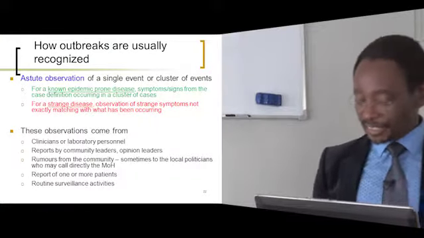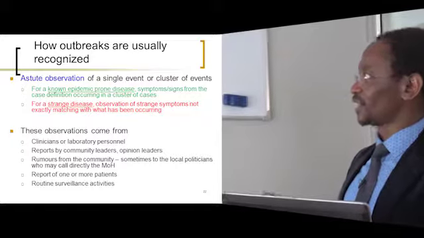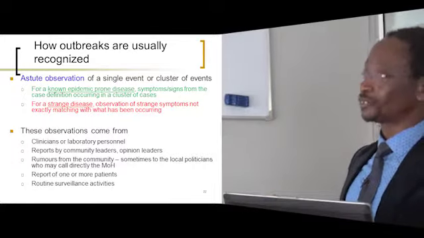Epidemiology is an observational science. You must be able to observe. You will not move around with a microscope everywhere. You have to observe for abnormal events. So that's why we say astute observation. Astute meaning you are attentive. You question things. That's when you see an outbreak.